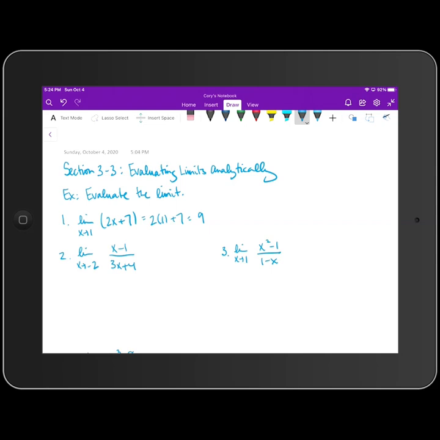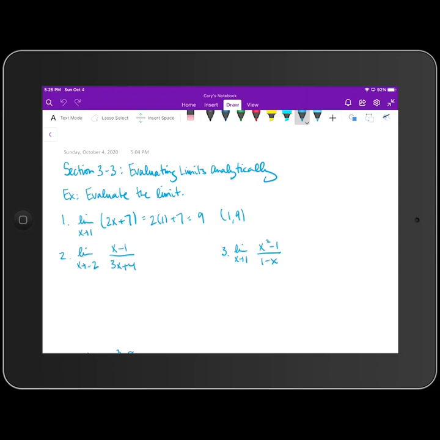Not only do I want us to be able to evaluate a limit analytically or algebraically, but I also want us to understand what that limit tells us about the graph of our function. If we're able to use direct substitution right off the bat and get a valid output, then that tells us that our graph contains the input value, which in this case is 1, and when we input 1 into that function, it gives us an output of 9. So that graph is going to contain the ordered pair (1, 9).